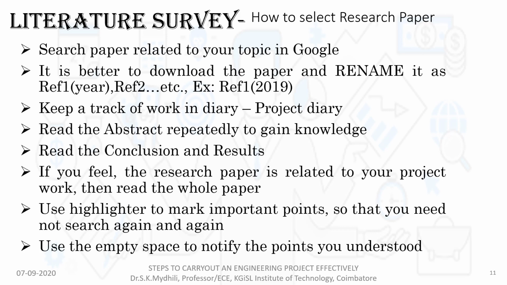If you feel the research paper is related to your project, then read the whole paper. Use a highlighter to mark the points so that you need not search again and again. When you mark the points with a highlighter, it will be easy for you to regain them, and you need not read from the first line. Note the important points specified in that particular paper, and use the empty space to write the points you have understood, in the words you understand when you read it again. It is for your understanding purpose only.